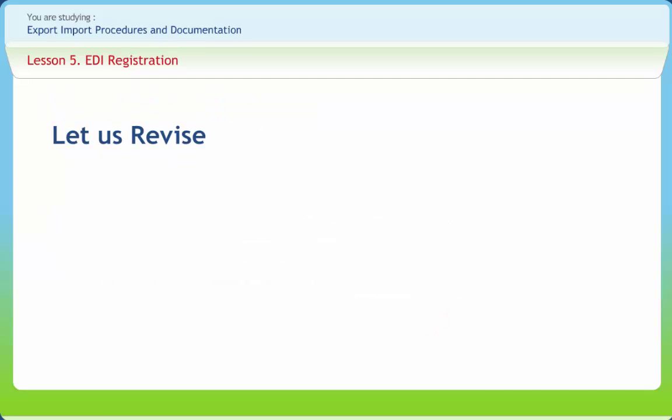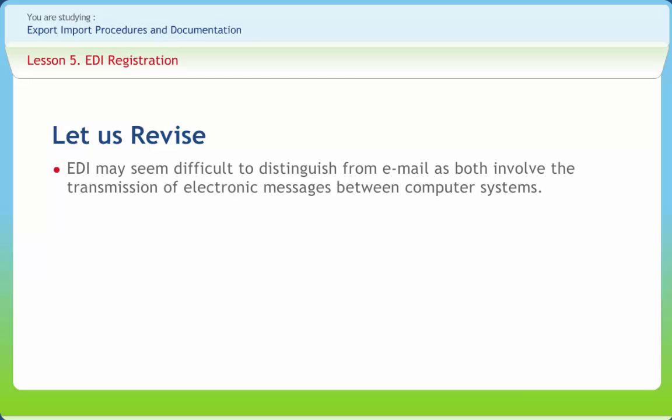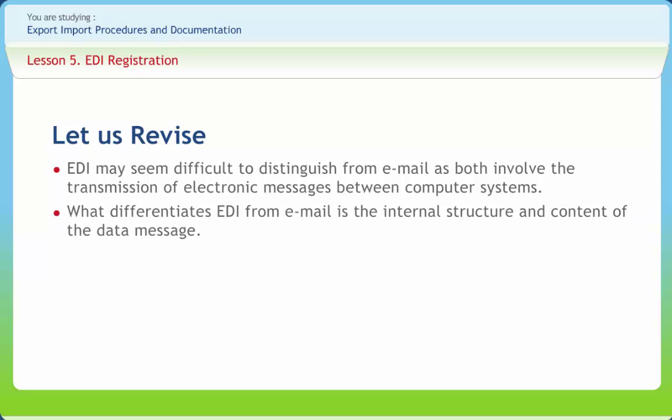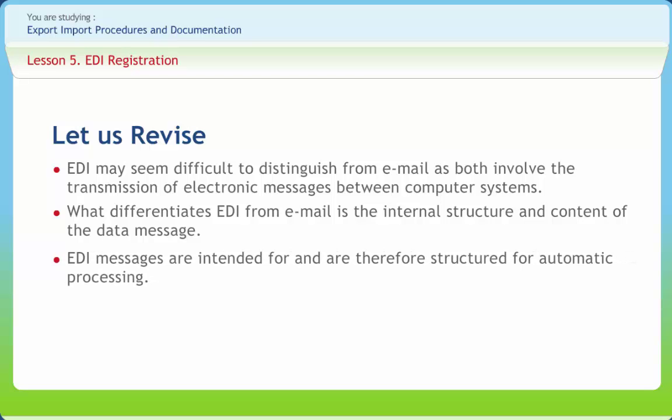Before we end, let us briefly revise what we have studied till so far. EDI may seem difficult to distinguish from email as both involve the transmission of electronic messages between computer systems. What differentiates EDI from email is the internal structure and the content of the data message. The content of an email message is not intended to be processed in any way by the receiving system, whereas EDI messages are intended for and are therefore structured for automatic processing.